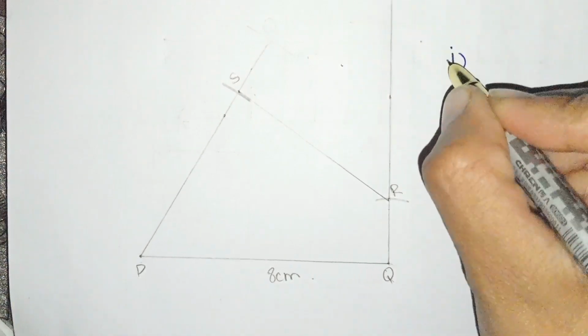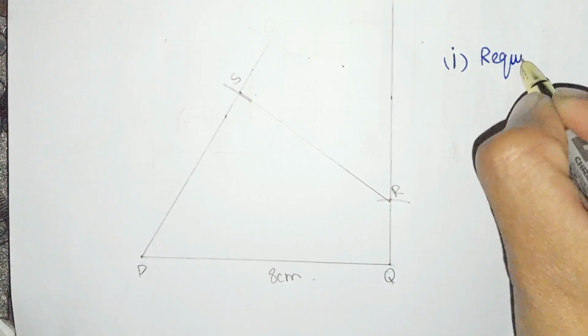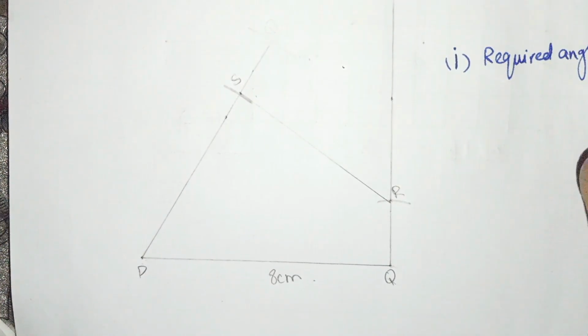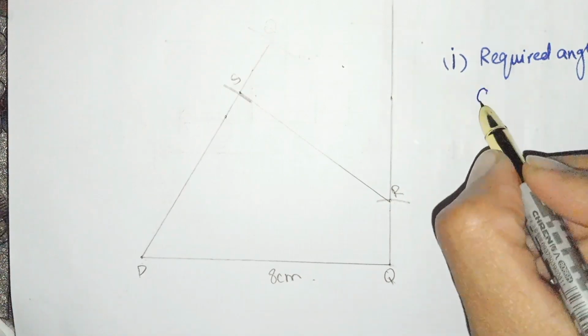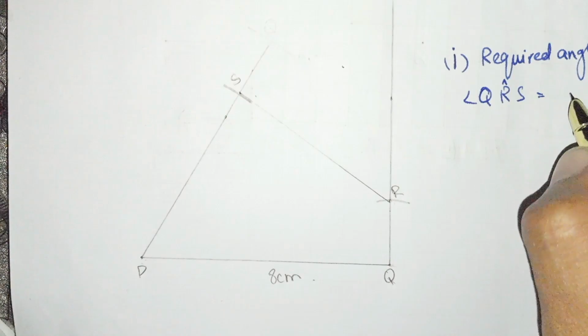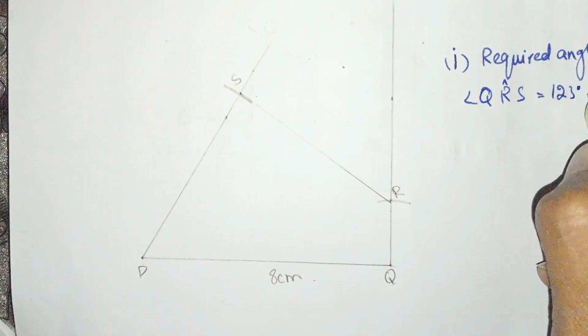Part number 1, required angle, which is QRS, is equal to 123 degrees.